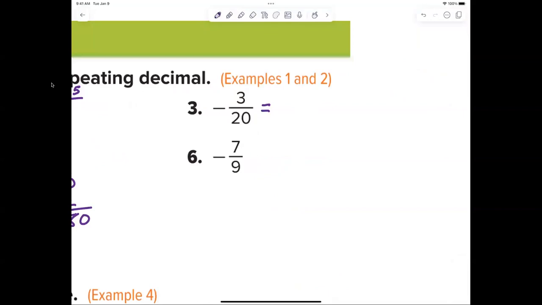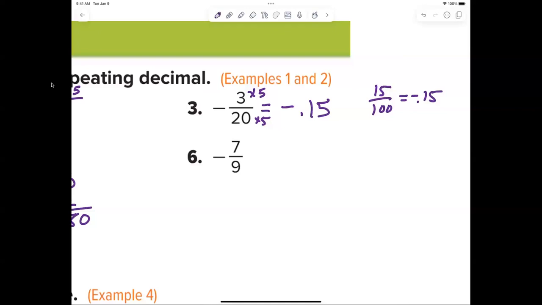Come on, guys. What do we got for 3/20? Everybody should know this one. Tell them. You are amazing. Don't forget the negative, 0.15. Right now, how did we know it was 0.15? Because we multiplied by what? 5, because that would make it 15 over 100. And everybody knows 15 over 100 is 0.15. We just can't forget the negative. Very nice work. Thank you.